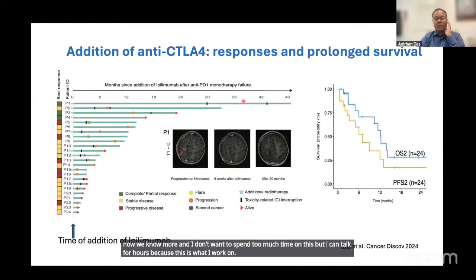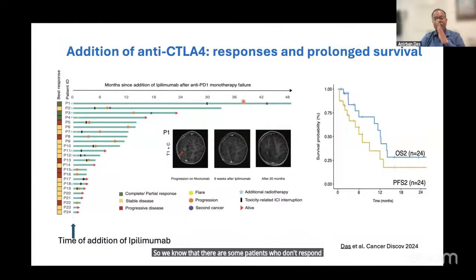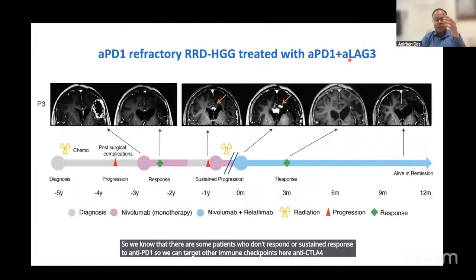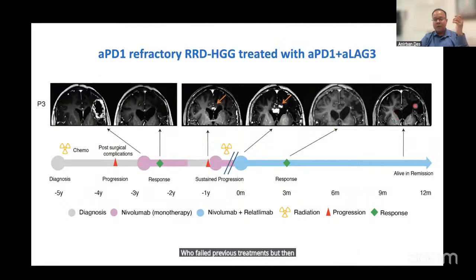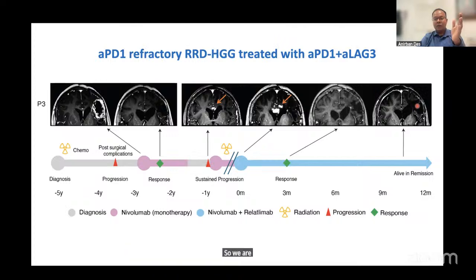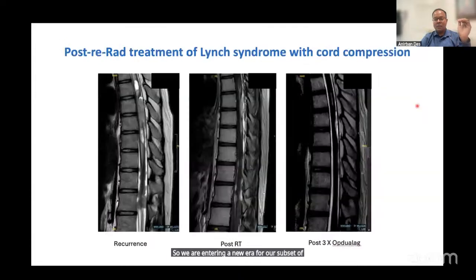So we know that there are some patients who don't respond or sustain response to anti-PD-1, so we can target other immune checkpoints here, anti-CTLA-4, and there are other newer checkpoints coming like anti-LAG3, and this is a patient who failed previous treatments but then responded to anti-PD-1 and LAG3. And now this patient was diagnosed in 2018, and now we're in 2025. The patient is in complete remission, and we are thinking of stopping treatment right now. So we are entering a new era for a subset of tumors which have this biological mechanism.